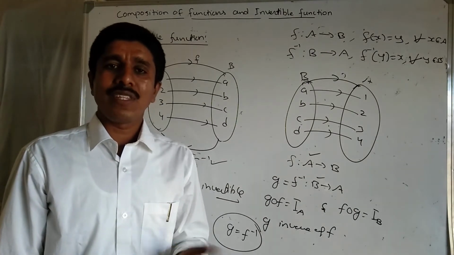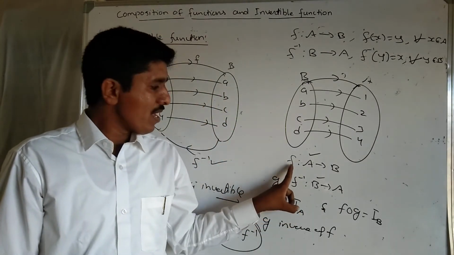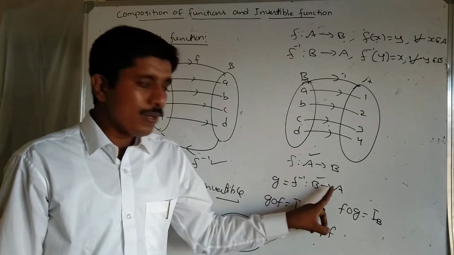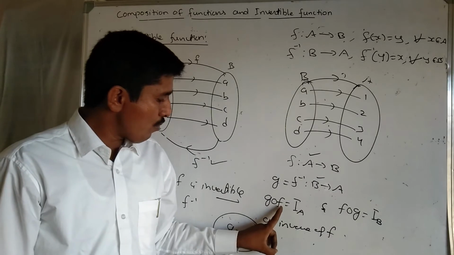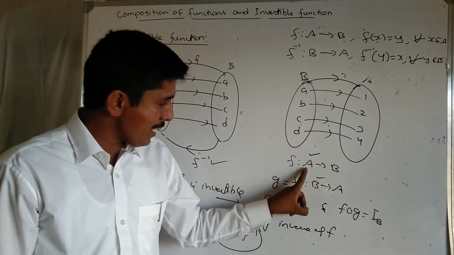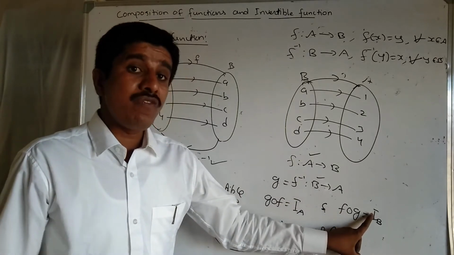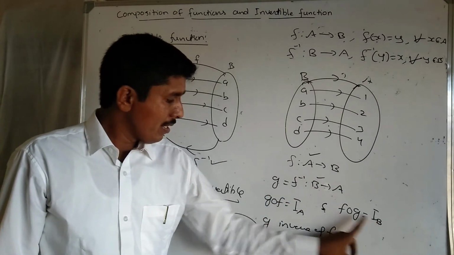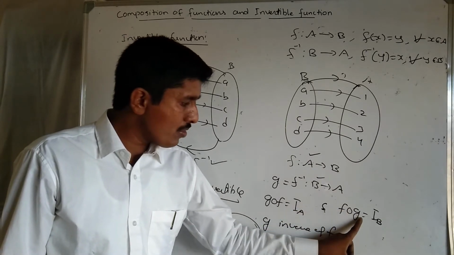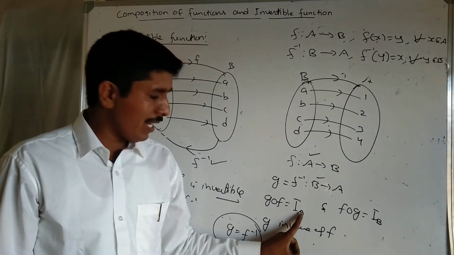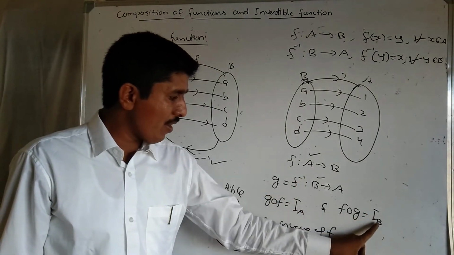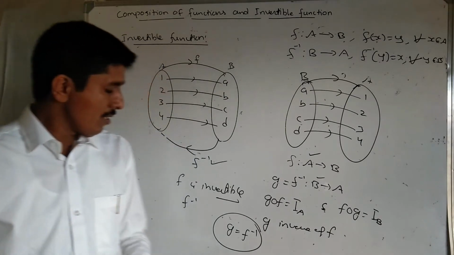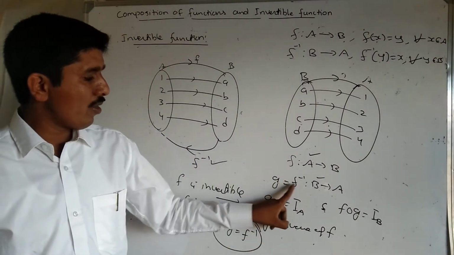Alternatively, we can say that if the function is bijective, then f is invertible. Or, alternative definition: f from A to B is said to be invertible if there exists a function g from B to A such that g o f equals the identity function on the domain set A, and f o g equals the identity function on the domain set B. Mind it, write these as subscripts: the identity function with subscript A, and the identity function with subscript B. Then we say that g is called the inverse of f. We write g equal to f inverse.